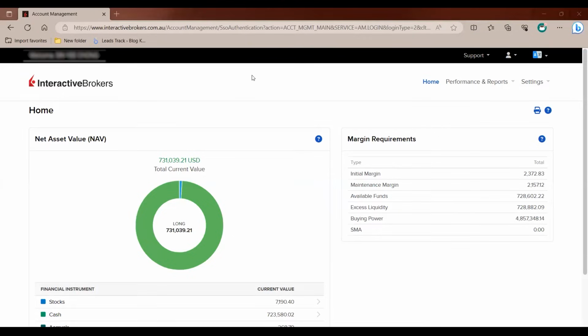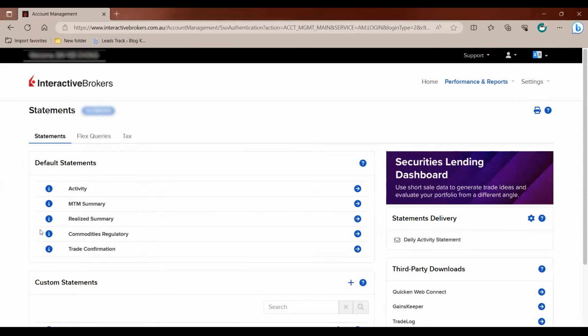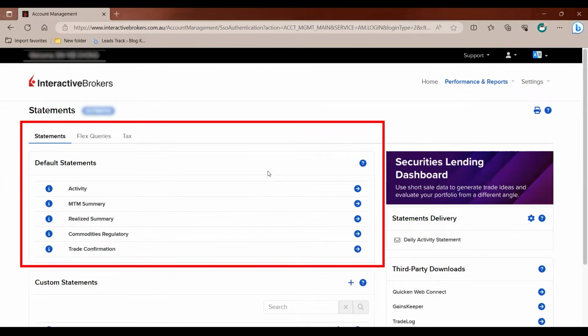Okay, now we are at our paper trading client portal website. You can see here how the interface actually looks. In order to access the statements, you have to go to Performance and Reports, Statements, and you'll be able to see this page here. Other than logging into the client portal, if you wanted to access it from your TWS platform, you can also do that. So now let me show you the TWS platform.